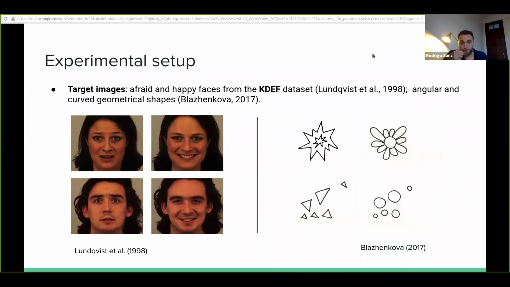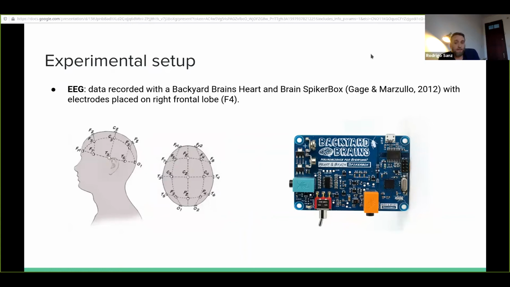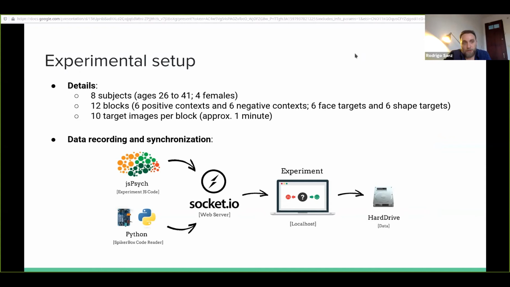So for the EEG, as Francisco said before, we placed it on the right frontal lobe with a Backyard Brains single channel with two electrodes placed in the F4 zone. And the more important stuff is on the next slide. In more detail, we used 8 subjects from 26 to 41 years old, of which 4 were female. Each experiment was 2 blocks divided into 6 positive context and 6 negative context, with 6 face image targets and 6 shape targets, as I said before.